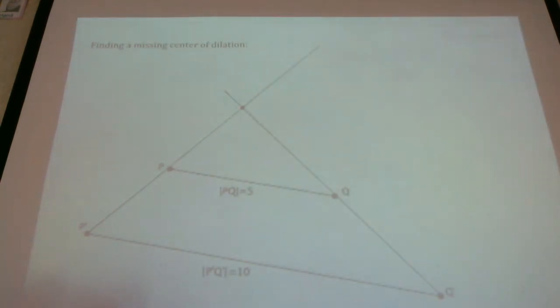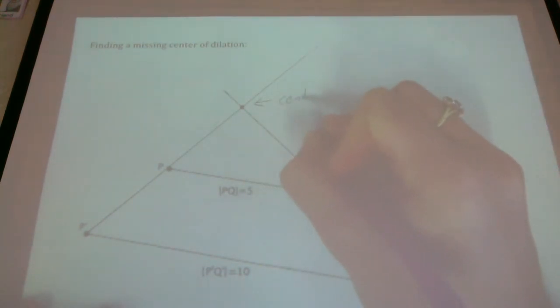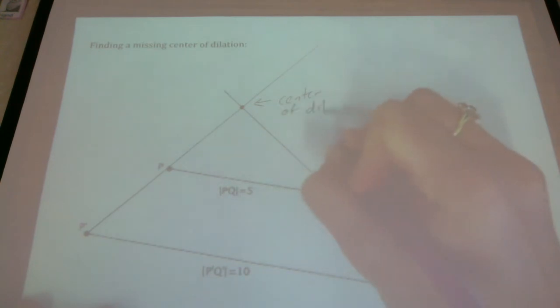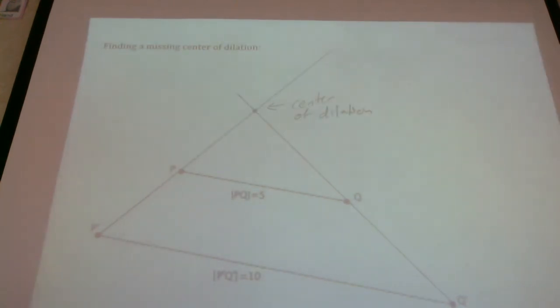Does that seem about right to be our center of dilation? Yeah, it actually does. If you notice also, you can kind of check it because P is a certain distance from our center and P prime is double that distance away, which should make sense according to our scale factor. So that is our center of dilation. And that's it for finding a center of dilation. Let's now take a look at what it looks like when we dilate coordinates.